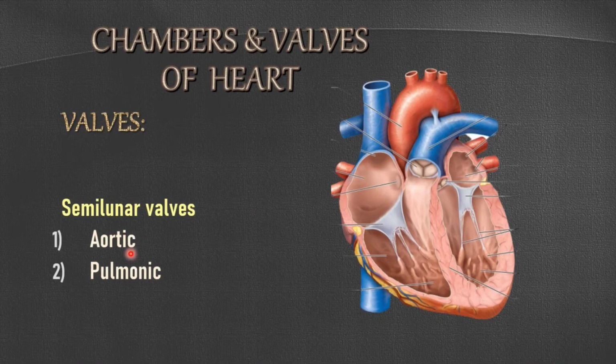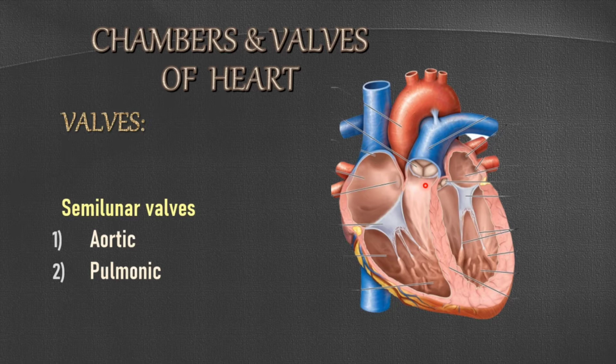The semilunar valves are the aortic and pulmonary valves. As you can see, they do not contain leaflets, chordae tendineae, or papillary muscles. So these are the semilunar valves. As you can see, they are tricuspid, both of them. So the pulmonary, aortic, and right AV valves are tricuspid, whereas the left AV valve is the bicuspid valve.